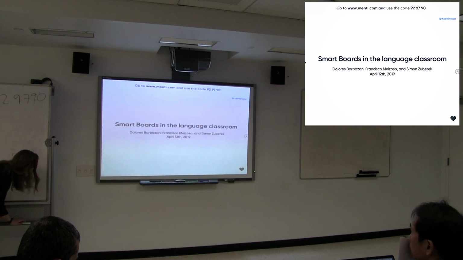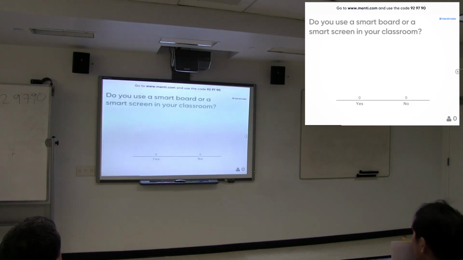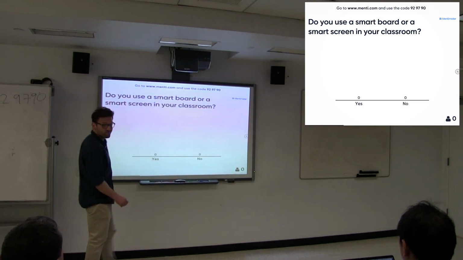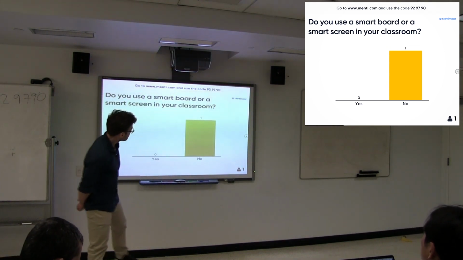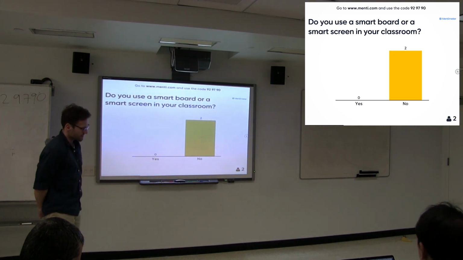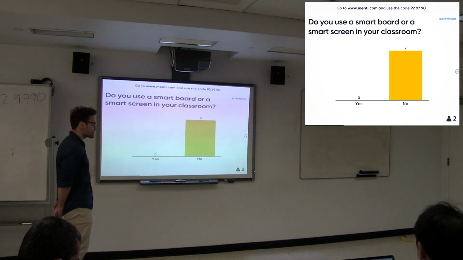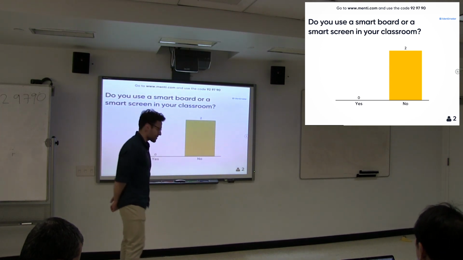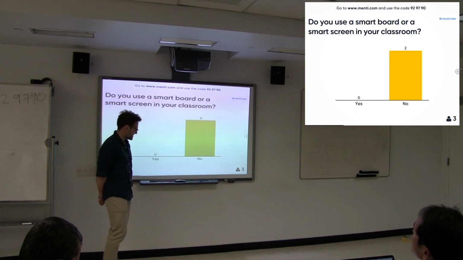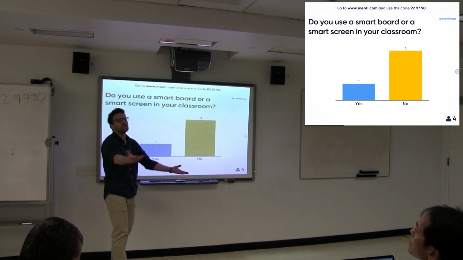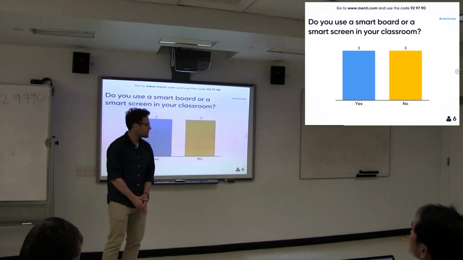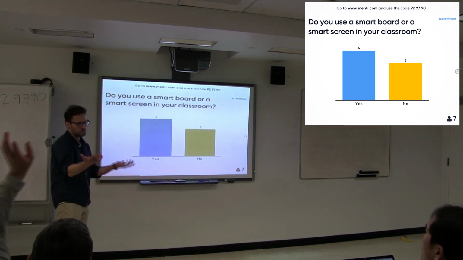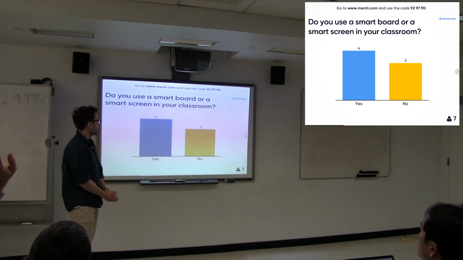Okay, so let's start with a pretty simple question. Do you use a smart board or a smart screen in your classroom? Define use. No, it's a very good point. If there is a smart screen or smart board, that's a better question. Well, if there isn't one, then you don't use it. By the show of hands, let me know when you're done answering, or if you don't feel like answering or can't answer.